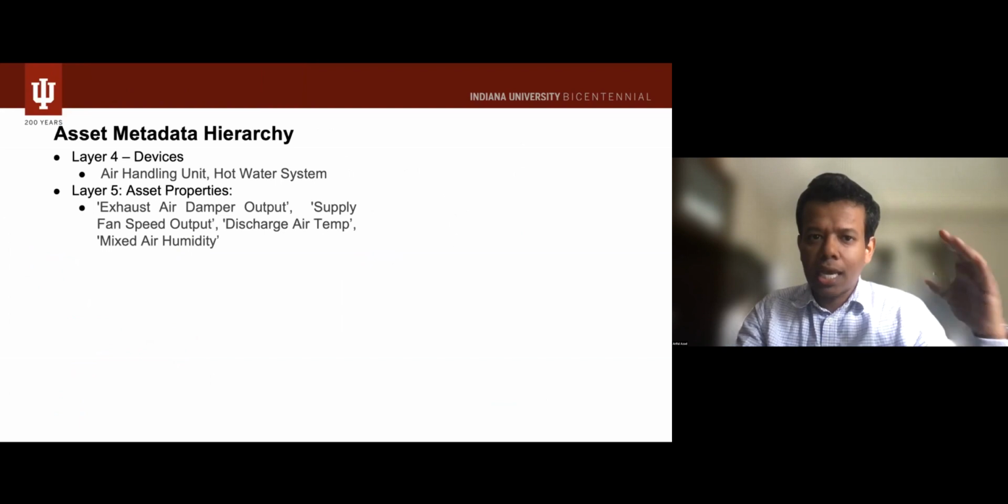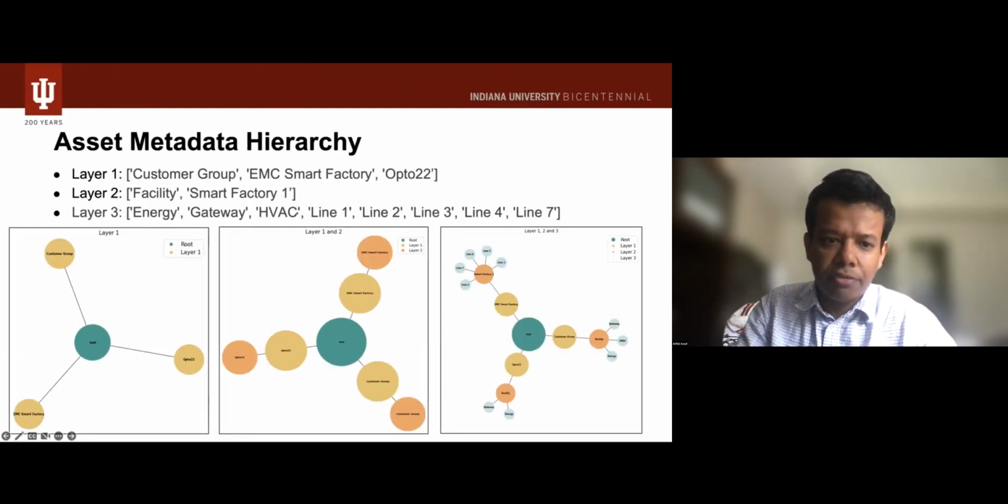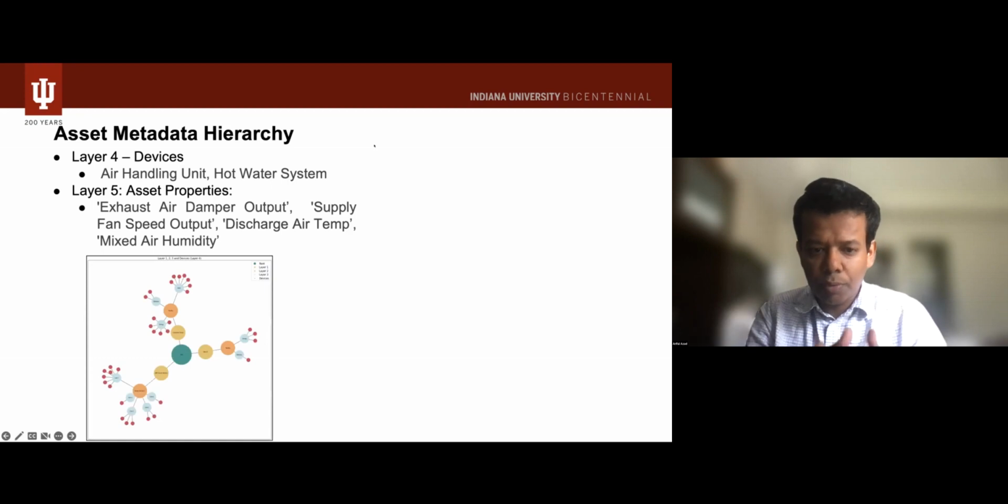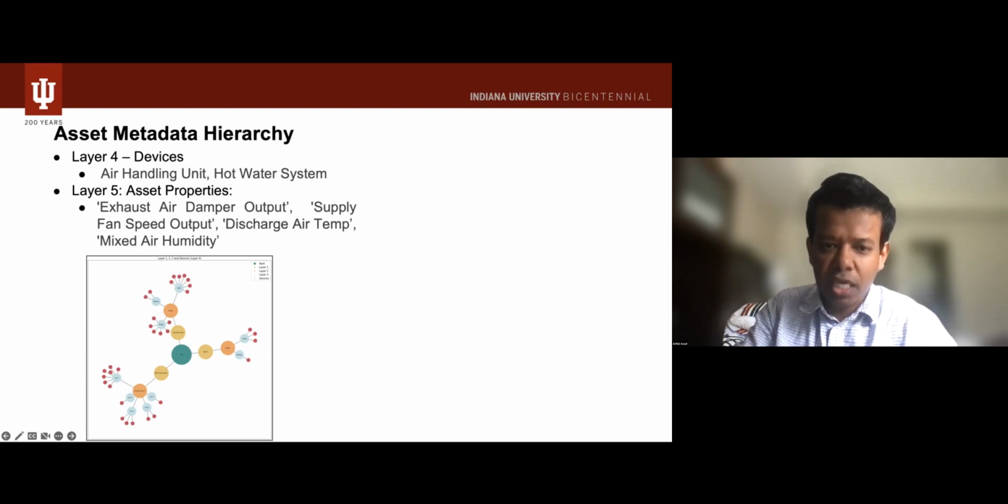Then we can go to level 3, where we have different devices like HVAC or some other unit. Then from each of these devices, we have subcategories. For HVAC, we may have an air handling unit, a hot water system, and so on. Then we go one step deeper, and in this data, that is the last level. That means at that point, we can measure values. So for example, here, we can measure air damper output, supply fan speed, and so on. Those are the actual measurements that we are doing.